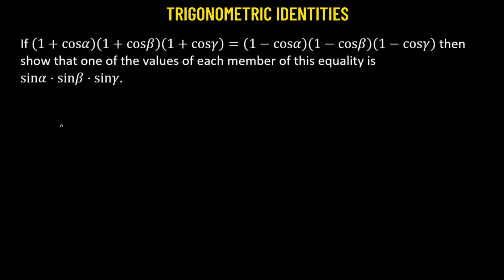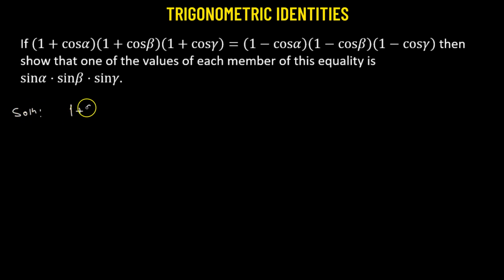So in this problem, we're given that the product of 1 plus cosine alpha, 1 plus cosine beta, and 1 plus cosine gamma equals 1 minus cosine alpha times 1 minus cosine beta times 1 minus cosine gamma. This is given. Then we need to show that one of the values of each member of this equality is sine alpha, sine beta, sine gamma, the product of these three sine functions. So let's begin.